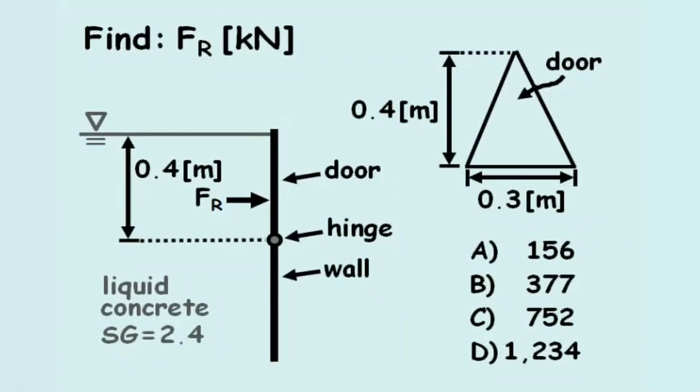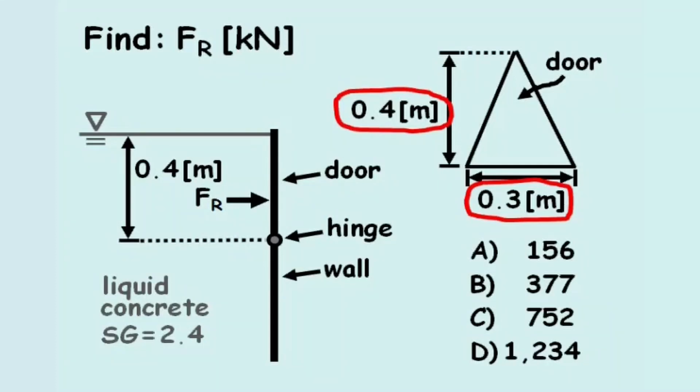Find the reaction force on the door, Fr, in kilonewtons. In this problem, liquid concrete with a known specific gravity is held back by a vertical door, which is positioned above a hinge, which is on top of a vertical wall segment. The door is triangular in shape, measuring 0.4 meters tall and 0.3 meters wide.